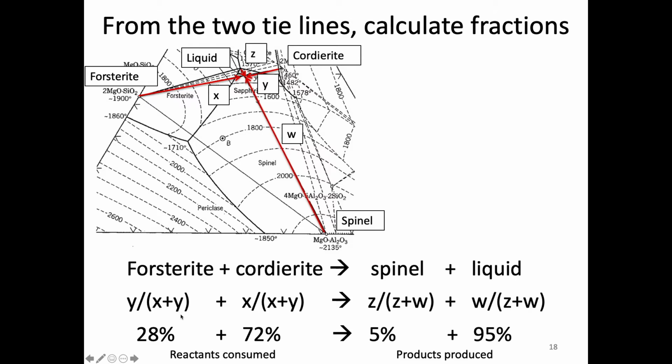So fosterite and corderite are being consumed, and so the fractions consumed are based on those lines. So y over x plus y for fosterite, x over x plus y for corderite. And so this tells us that more corderite is being consumed compared to fosterite, so 72 to 28. And then on the other end, the ratios produced are by the ZW line. And so spinel is Z over Z plus W, so 5% produced, but liquid is 95% produced. So corderite is being consumed the most, liquid is being produced the most, is what this is telling us.